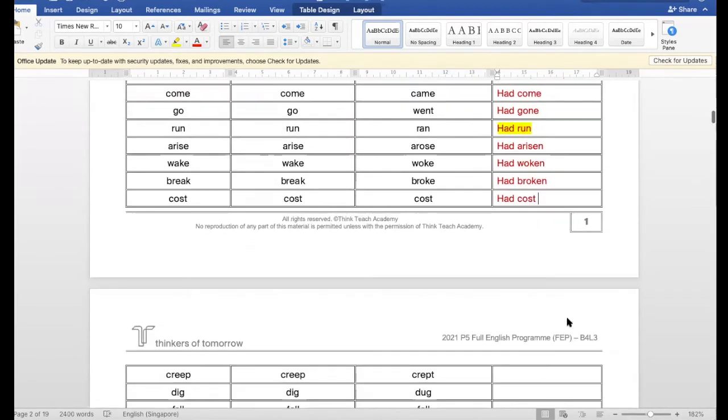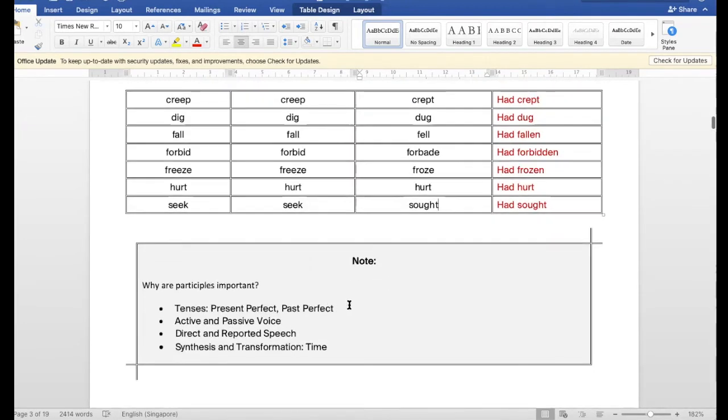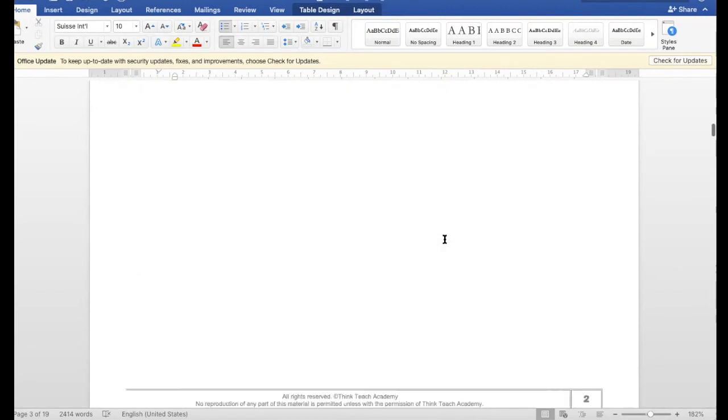So basically participles are important, because like I said, you need to form present perfect tense as well as past perfect tense, and then later on for active and passive voice when you are making the changes. And obviously the last one would be for direct and reported speech, when you are reporting the sentences that are being told, and the last one would be for time. So let's move on from here.